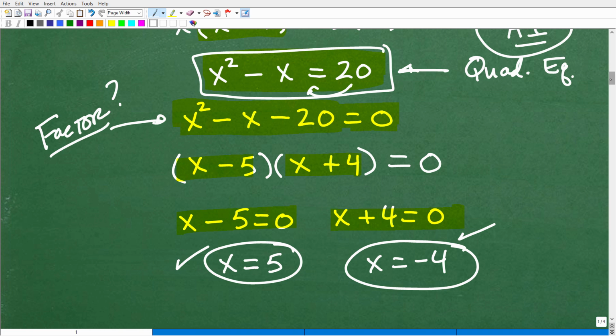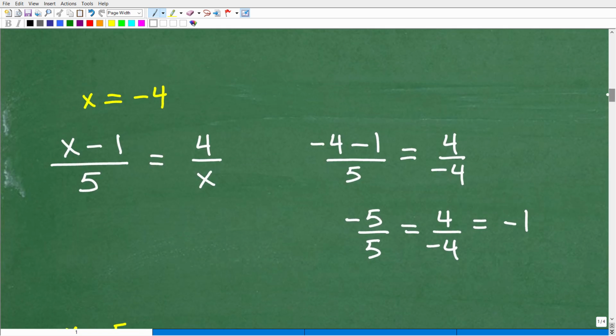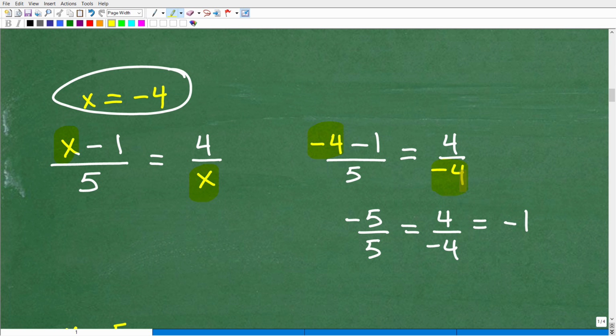Well, you always want to check this, so let's check both of these solutions right now. Here is our first solution, and here is our original proportion problem. Let's plug in negative 4 for x and see what we come up with. Negative 4 minus 1 is negative 5 over 5, and then I have 4 over negative 4. Negative 5 divided by 5 is negative 1, and 4 divided by negative 4 is also negative 1, so this checks out. This is a good solution.